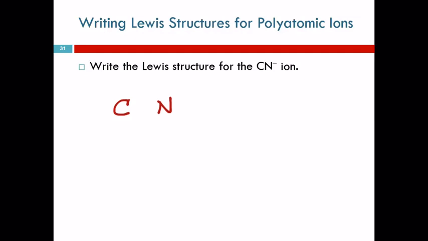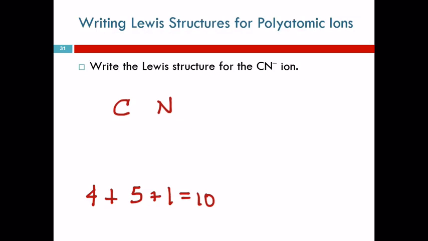How many valence electrons does carbon have? Four. How many does nitrogen have? Five. And it's got a negative 1 charge. Does that mean it has an extra electron, or did it lose an electron? It has an extra, because electrons have negative charges. To get this negative charge means there's one more electron than there are protons. We had to add an extra electron. So I'm going to go plus 1. And that's going to give us 10 dots that we can work with.